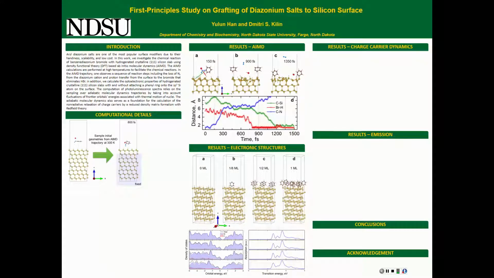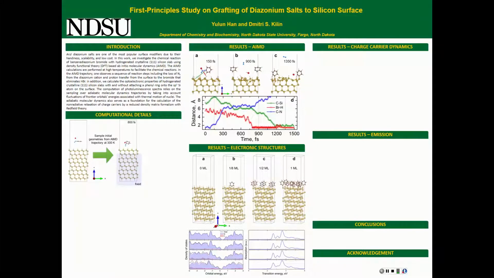Okay, let's do it anyway. Time is more precious. So my topic is a first principles study on grafting of diazonium salts on a silicon surface. The diazonium salt is a very powerful agent. It can be used to functionalize many surfaces, like carbon nanotubes, graphene, silicon, and also some metal surfaces. This kind of surface modification can be done by electrochemistry, under heat, or under sonication.